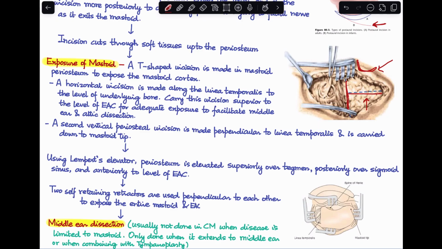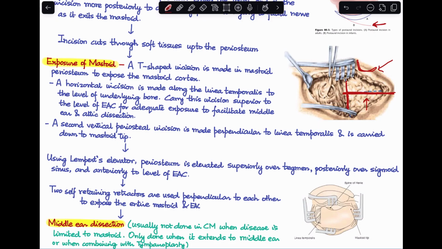Second, this second incision is a vertical incision, which is again a periosteal incision, and we make it perpendicular to the first incision that we have given, and then we carry it down towards the mastoid tip. So this is the T-shaped incision that we have given.